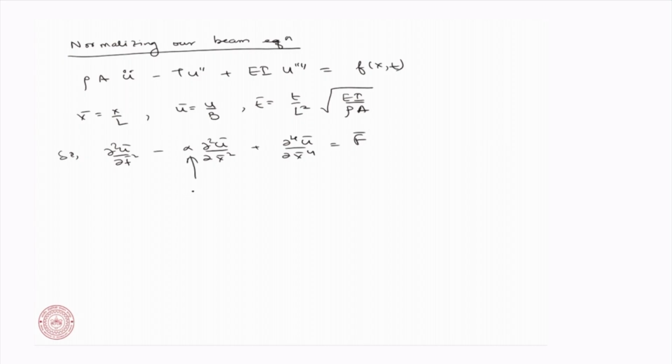What is alpha? Alpha is a combination of this tension and this EI terms. So, alpha is equal to T times A over L to the power of 4 into EI. And what I will urge you is, since you have seen the last lectures, you try to do this normalization yourself and try to figure out how these equations look.